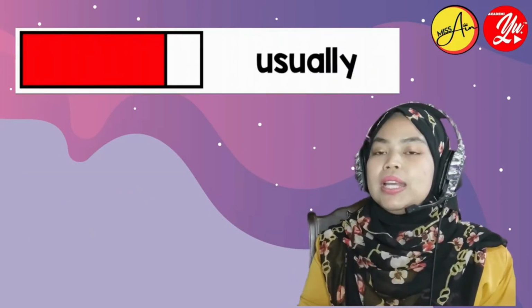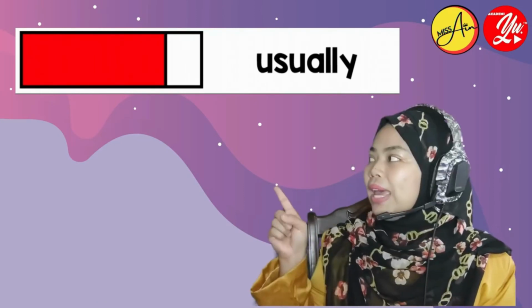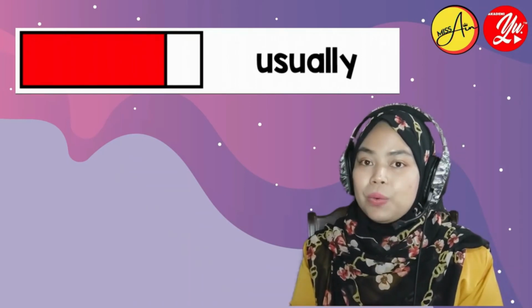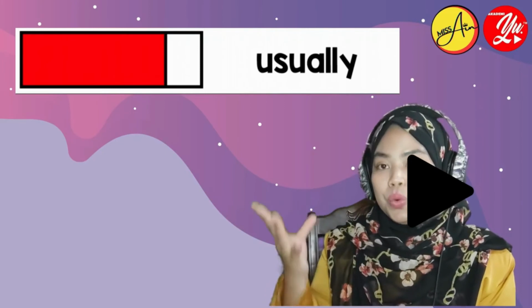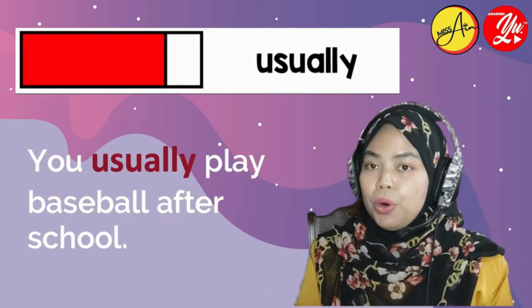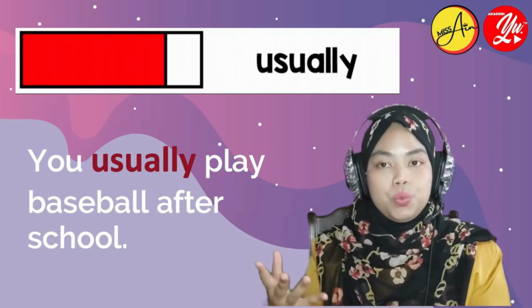Okay? Next is usually. Usually means under normal situations or generally. Look at the bar. The red color is lesser than always just now, right? It means that it's not always, but generally you will do it. For example, you usually play baseball after school. Not always, but generally you will.